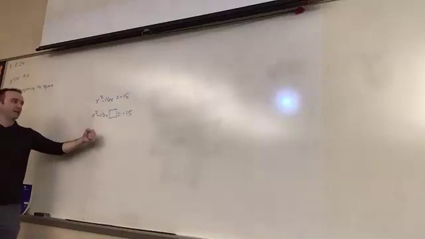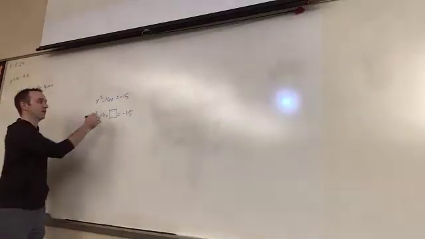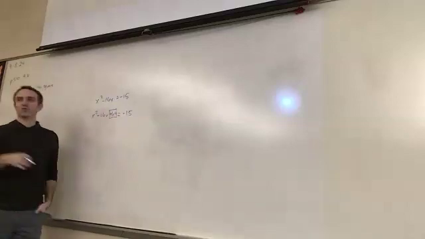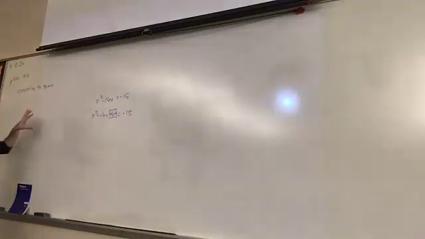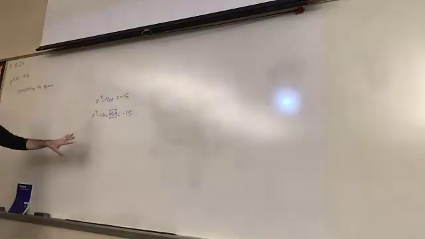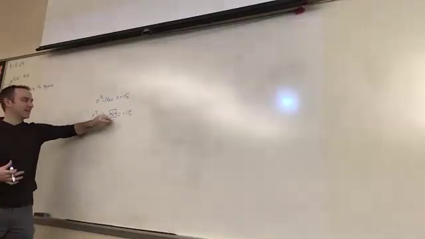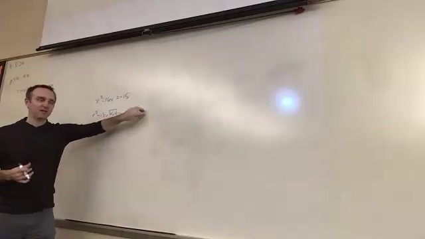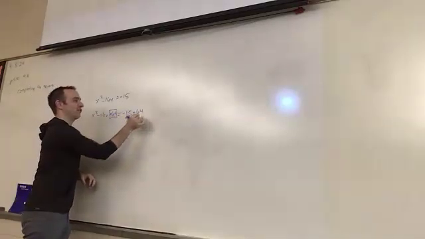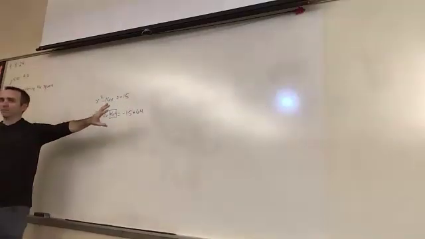Half of 64 is 8, and squaring it, we get a 64. So that positive 64 should go there, but I can't just randomly add a 64 on one side of an equation. So what do I have to do? I've got to do it on both sides. Whatever I added here, I've got to add over here as well. So I'm going to add that 64 over here as well.